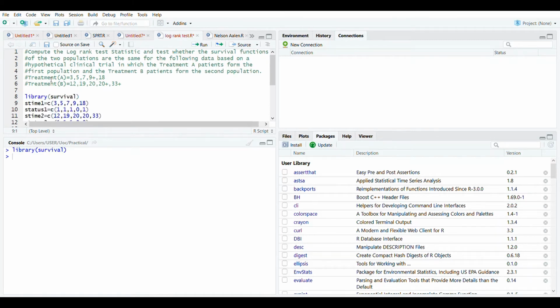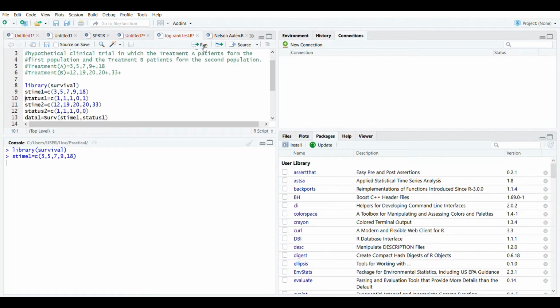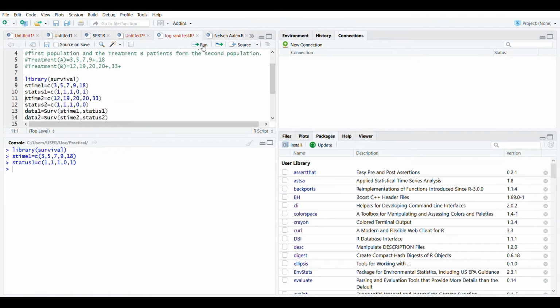Now we will enter the data. For treatment A, the survival times are 3, 5, 7, 9+ and 18. So enter stime1 = c(3, 5, 7, 9, 18). We can see that the observation 9 is a censored observation. So we will assign the value 1 for exact observation and 0 for censored observation, and we enter them as status1. status1 = c(1,1,1,0,1). That is, this status indicates whether the observations are censored or exact observations.